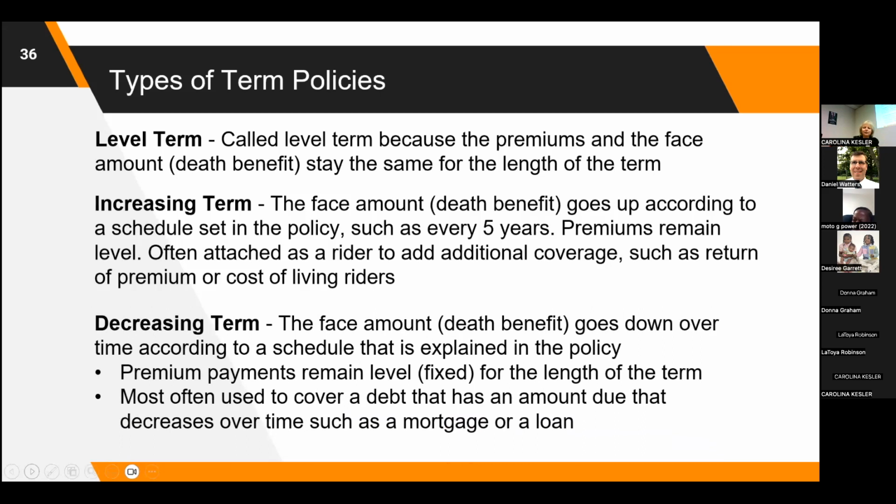Decreasing term, the face amount or the death benefit goes down over the time according to a schedule that is explained in the policy. The premium payments remain level. So you're going to pay the same amount for it during the whole time, but the face amount is going to start decreasing with the amount of debt. So debt and decreasing term go together, right? A mortgage is debt. So you see mortgage, you know, you're looking for decreasing term. You see debt, you're looking for decreasing term. But it's most often used to cover a debt that has an amount due that decreases over time, like a mortgage or a loan. So it tells you right there.